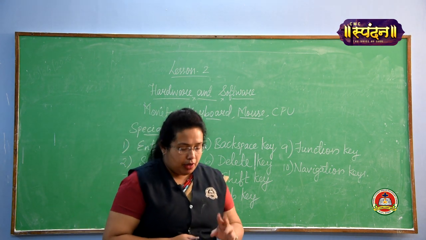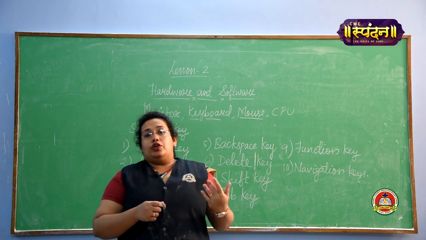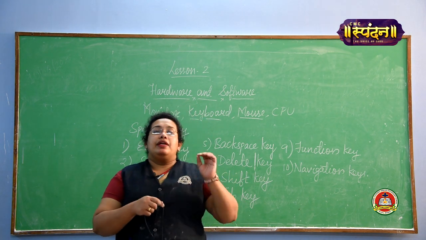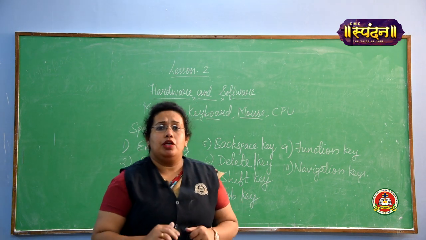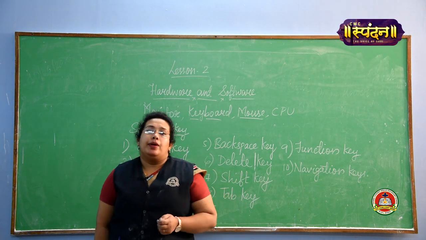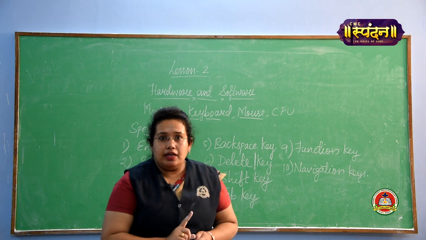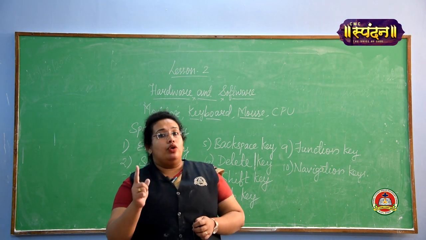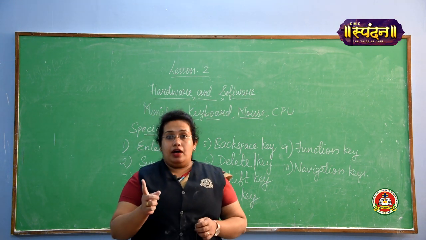I already told you that the mouse has 3 buttons, that is left button, right button and a scroll wheel. So what is the use of the left button? The left button we use to open any icon or any program. Whenever you want to open something, you have to double click on the left button and you can open any program. So we can do a single click and a double click on the left button, but only a single click we can do on the right button of a mouse.